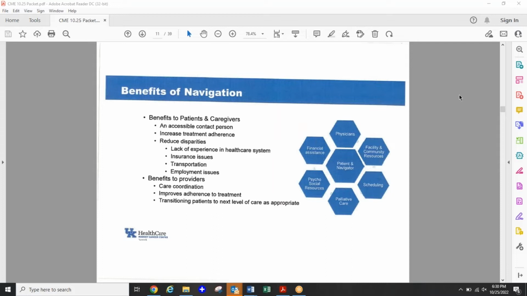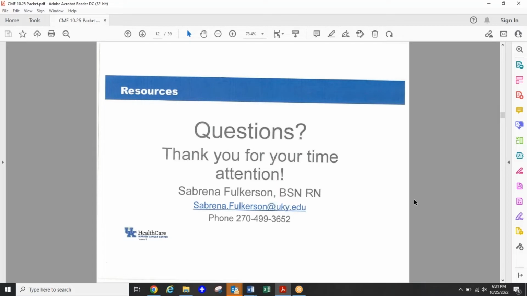Research continues to show that navigators can help reduce disparities in cancer care, increase patient satisfaction, and improve health outcomes, which is what we all want. Oncology navigation is a win-win for patients, caregivers, and providers, and I hope that everyone can take advantage of that for their patient population. Next slide is just for questions.